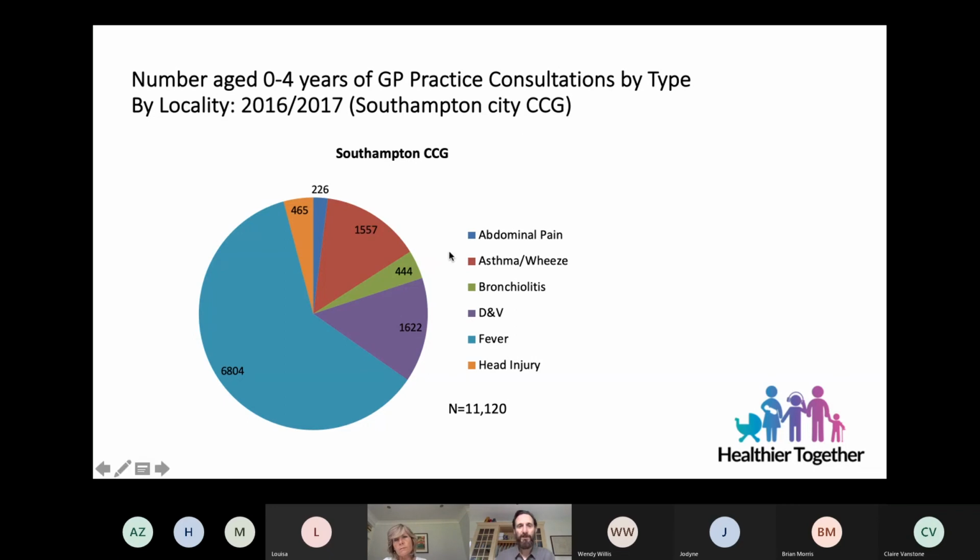What are the main conditions or the main features of the illness presenting? And what you see, of course, is the big one is fever. And after that, you've got respiratory illnesses like asthma, wheezy illnesses, and bronchiolitis. Then you've got reasonable thing for diarrhea and vomiting, and norovirus type symptoms, and that's a seasonal thing, of course. And then smaller presentations, but still significant abdominal pain, and finally head injury.